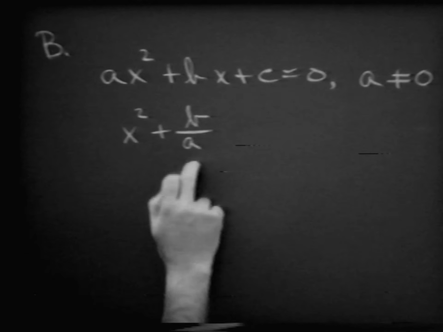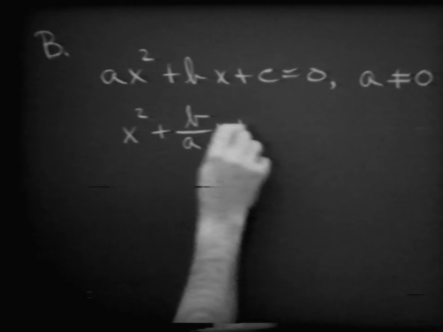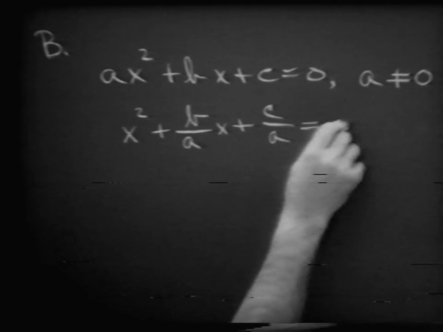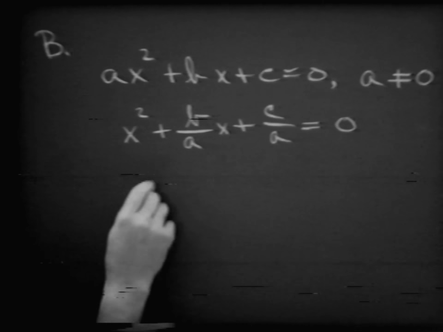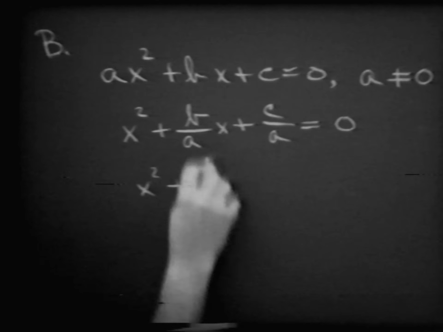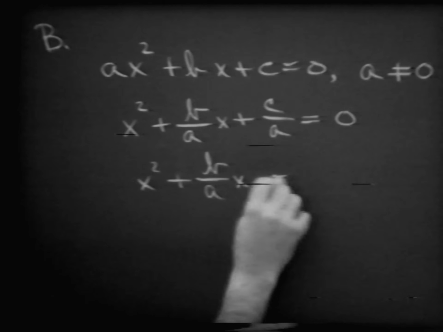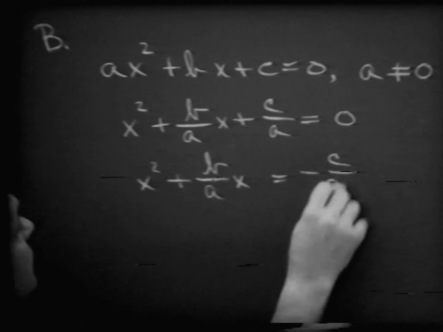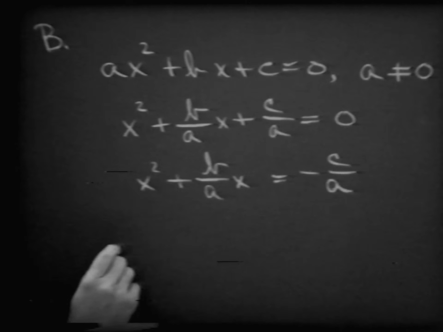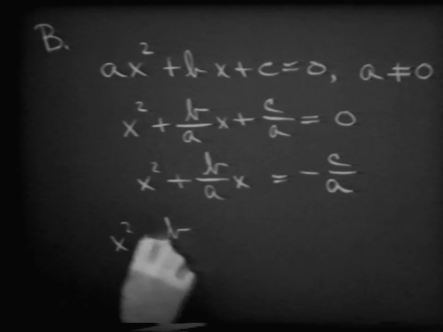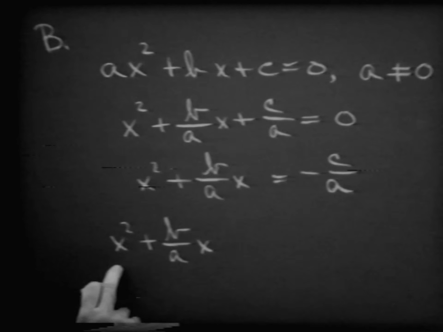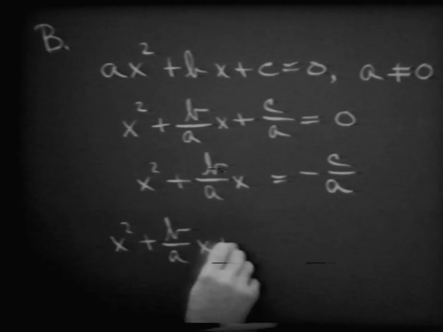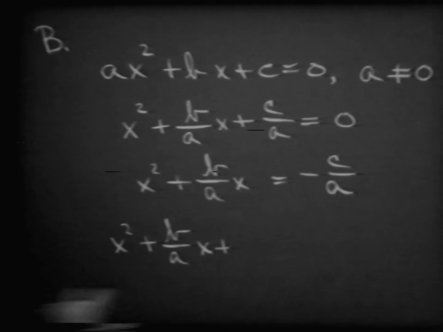And since a cannot be 0, certainly we can do so. And we have plus c over a then is equal to 0. Let's subtract this number from both sides, in which we have b over a x is then equal to the opposite of c over a. Now notice right here on the left-hand side, we have an expression x squared plus b over a x plus. Now let's complete that square.